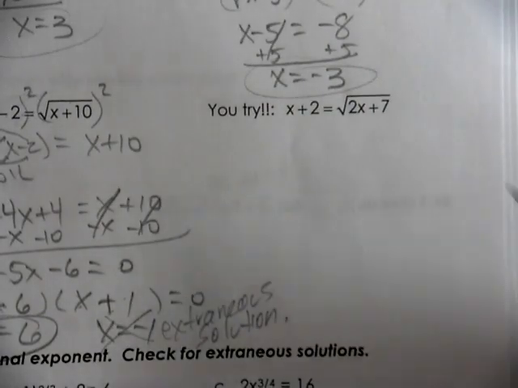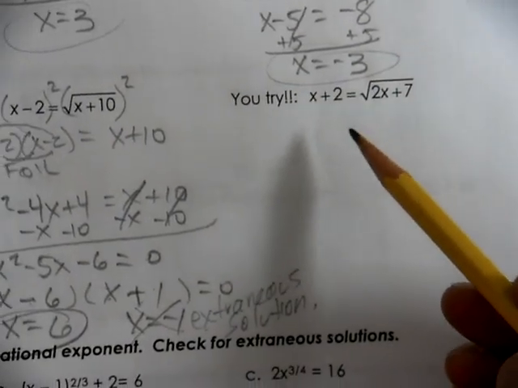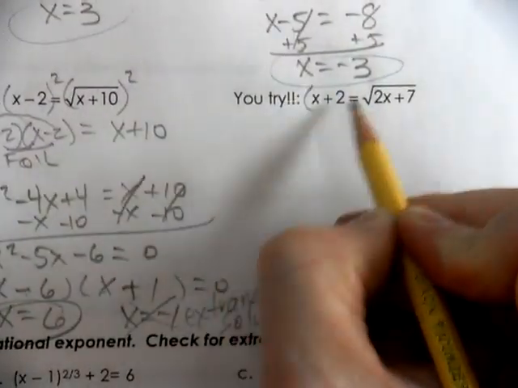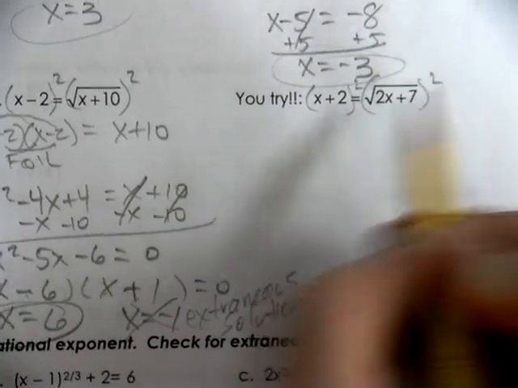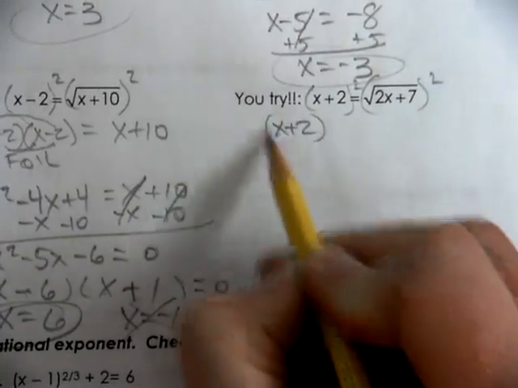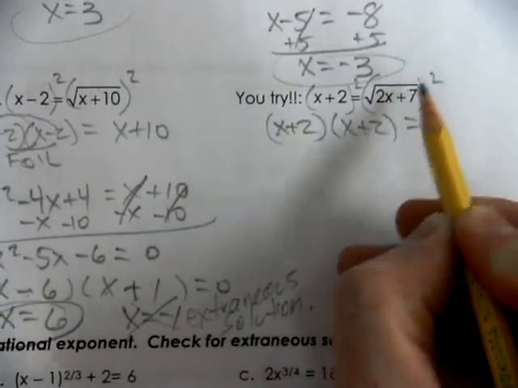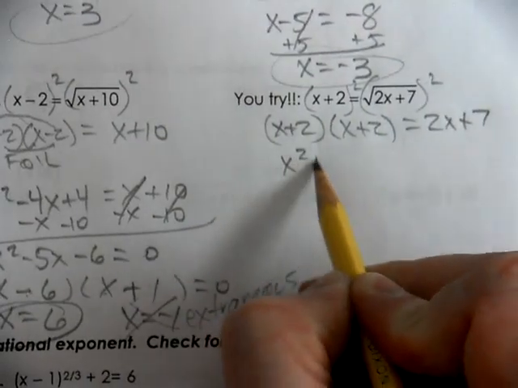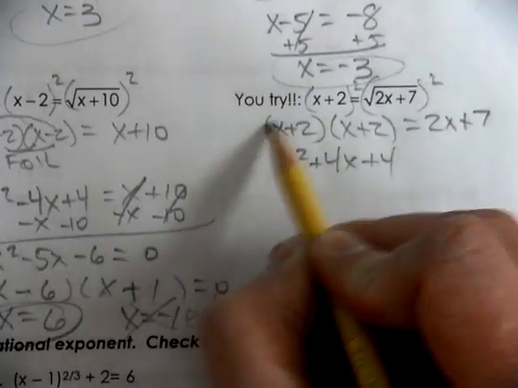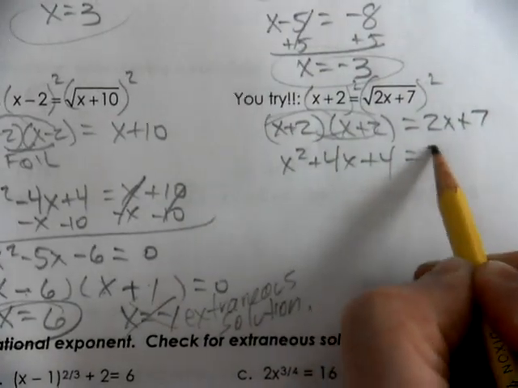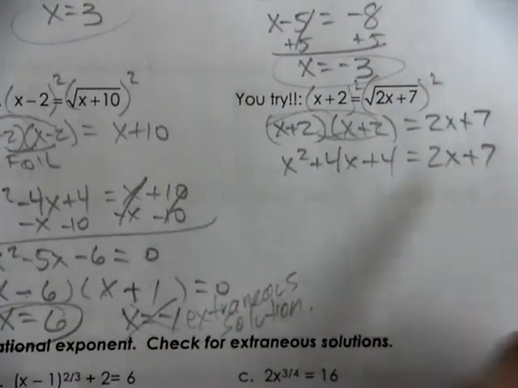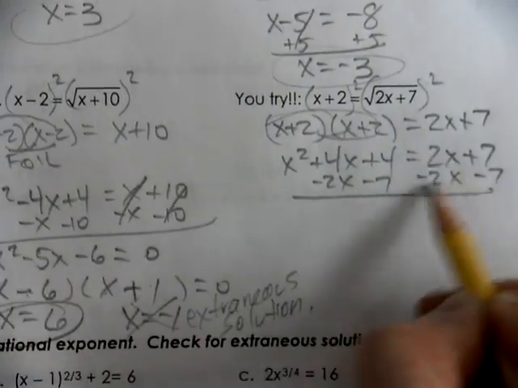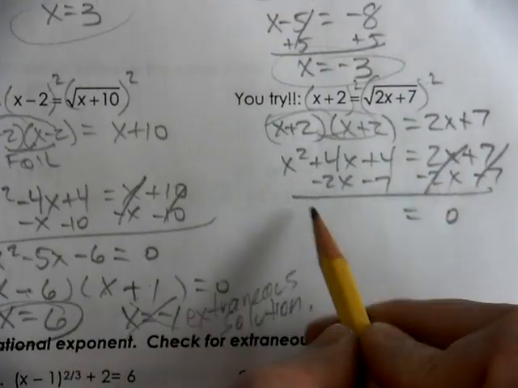Now pause the video and try to work through this example. We're going to square both sides because this is a square root. x plus 2 and x plus 2. Square, square root, you get what's inside. You FOIL this together. x squared plus 4x plus 4. Leaves us with 2x plus 7. Minus that 2x across. Minus the 7 across. Makes 0 on one side.